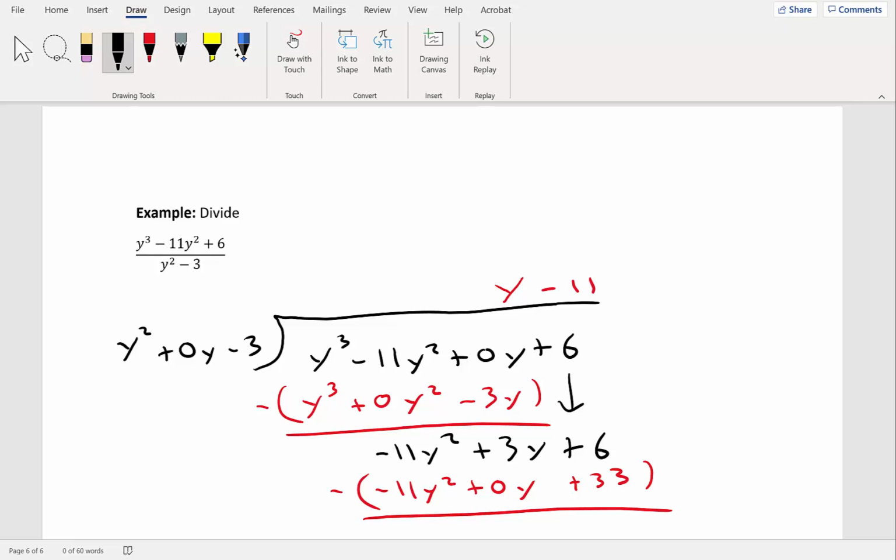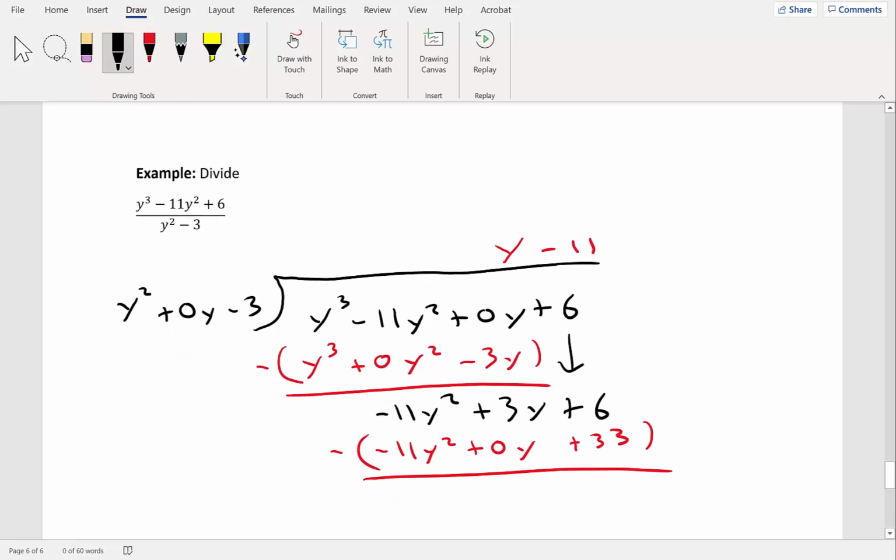So the negative 11y squared minus negative 11y squared. Once again, that minus minus changes to plus, cancels out. 3y minus 0y gives me 3y. 6 minus 33, I get minus 27. Now notice we don't have any other terms to bring down. So this 3y minus 27, this is my remainder. So I'm going to write my remainder as plus 3y minus 27 all over what we were dividing by, which is y squared minus 3.